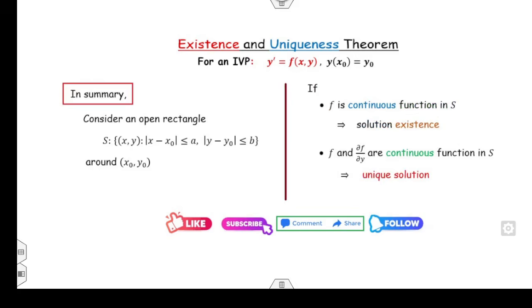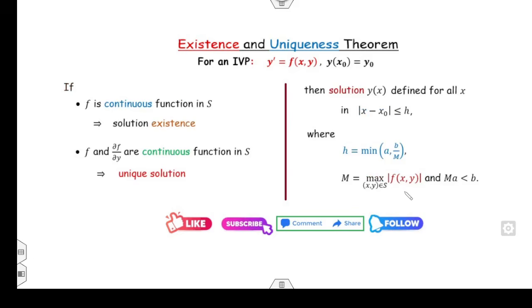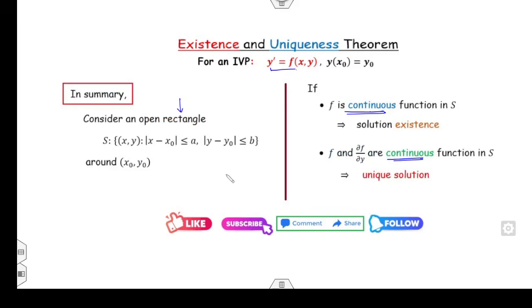Now, what is the summary of that? If you consider any rectangle, then the initial value problem has a solution if the function is continuous. And if the function and the partial derivative of f with respect to y both are continuous, then you can say it has a unique solution. Now, once you know it's a unique solution, make sure the unique solution occurs only in this rectangle.